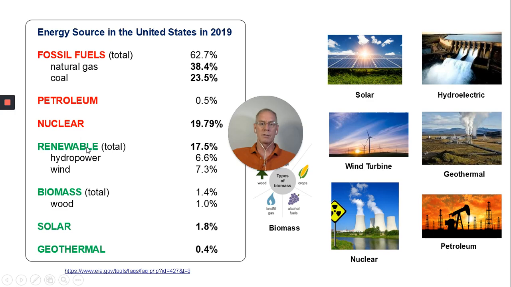Renewable energy, the stuff that we actually like, hydropower, wind, and all that stuff, not a big contributor. Right now it's about 17.5%, right? Biomass, burning wood and those other crops, that's just a mere 1.5%. Solar, barely doing anything, 1.8%. Geothermal, 0.4. All the new schools have added geothermal.